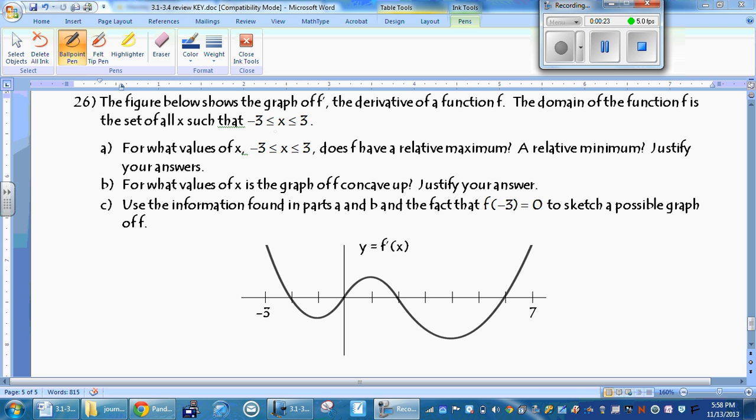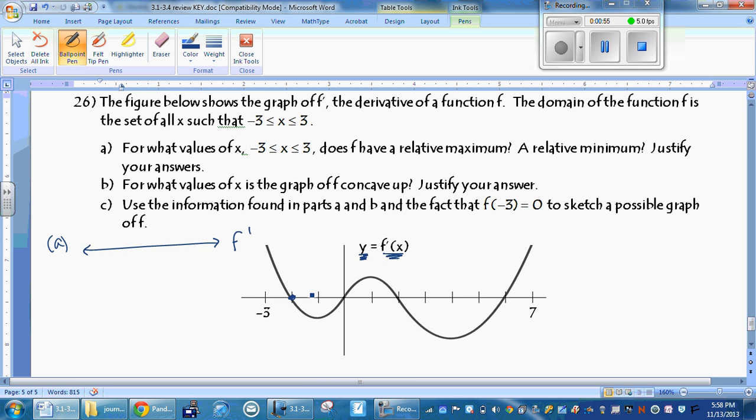In order to do part A, in order to find a relative max, relative min, we need to figure out when the first derivative changes from positive to negative. So I'm going to go ahead and create a first derivative number line. So we have the graph of the first derivative. On our number line, we need to put our critical values, where the derivative is 0 or does not exist. Since this says y equals the derivative of f of x, that means the y values on this graph are equivalent to the derivative of f of x, the derivative or the slope of f at those given points.